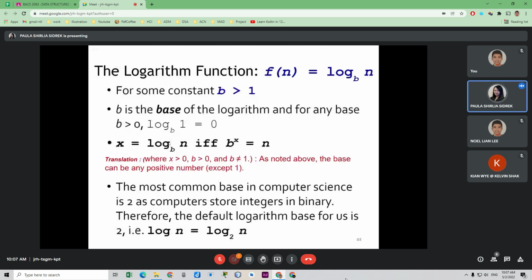I mentioned this already. And then this one is again f of n equals log base b of n. I put this translation here so you can understand: log base b of n equals x if and only if b to the power of x equals n. What is that? Read on this one, where x is more than 0, b is more than 0, and b is not equal to 1. So the base can be any positive number except for 1.